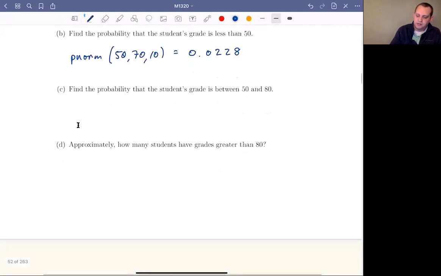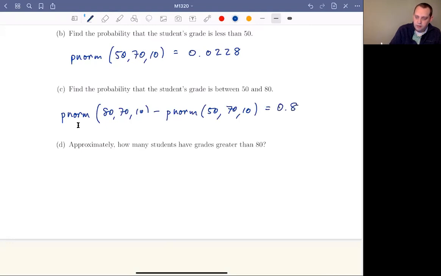Find the probability that the student's grade is between 50 and 80. So here we would think about what's the probability that it's less than 80 minus the probability that it's less than 50. So that'd be pnorm 80, 70, 10 minus pnorm 50, 70, 10. And when you type that in, you'll get 0.8186.